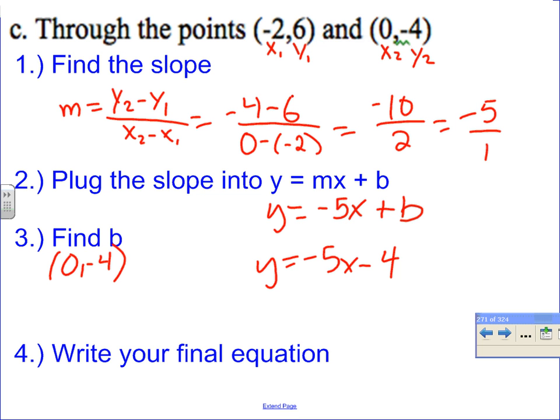So if they give you the y-intercept, just plug it in for b. It's the easiest thing to do. If they don't give you that, I'll show you in about 5 minutes what we need to do. Okay, and then here was step 4: write the final equation. So y equals negative 5x minus 4.